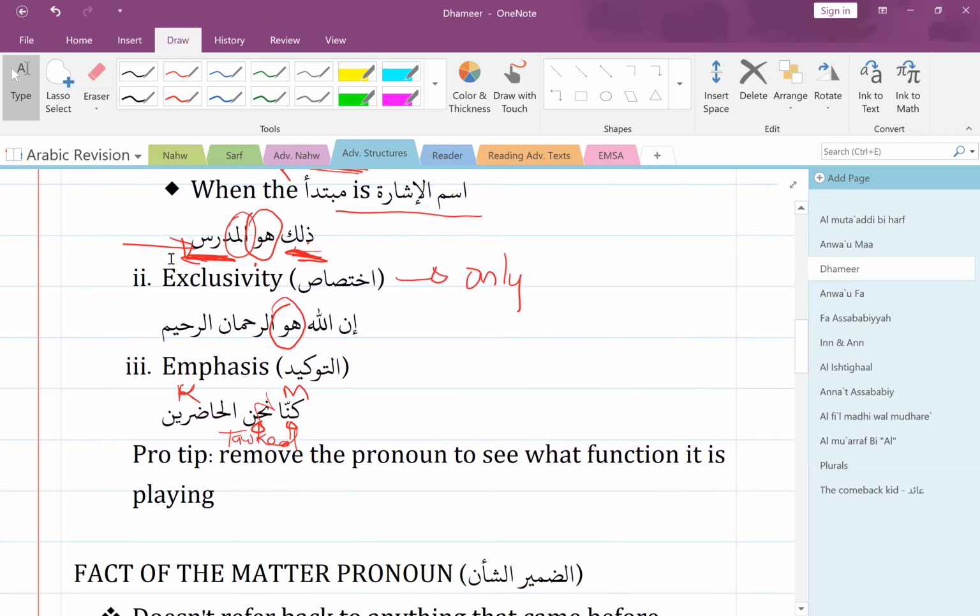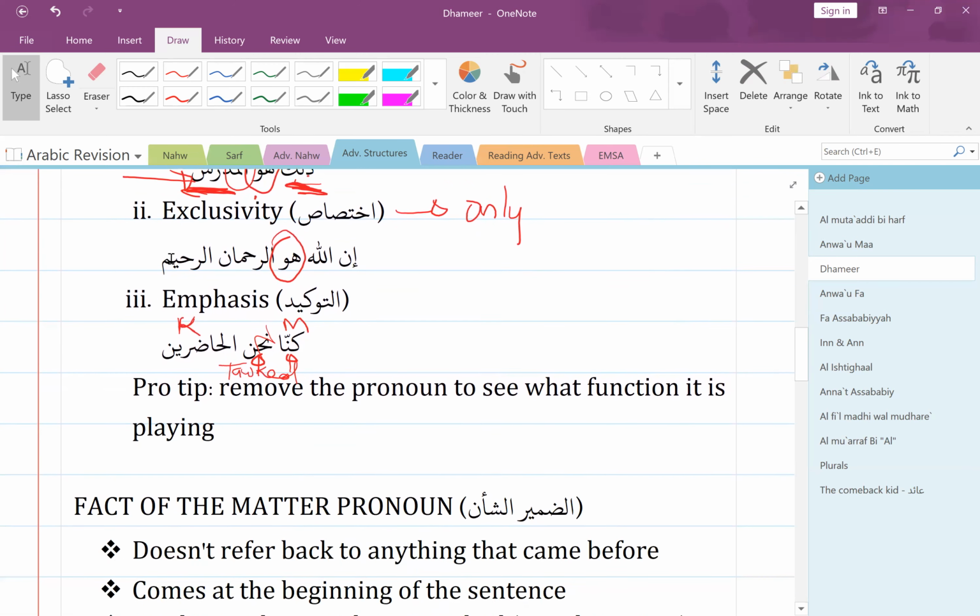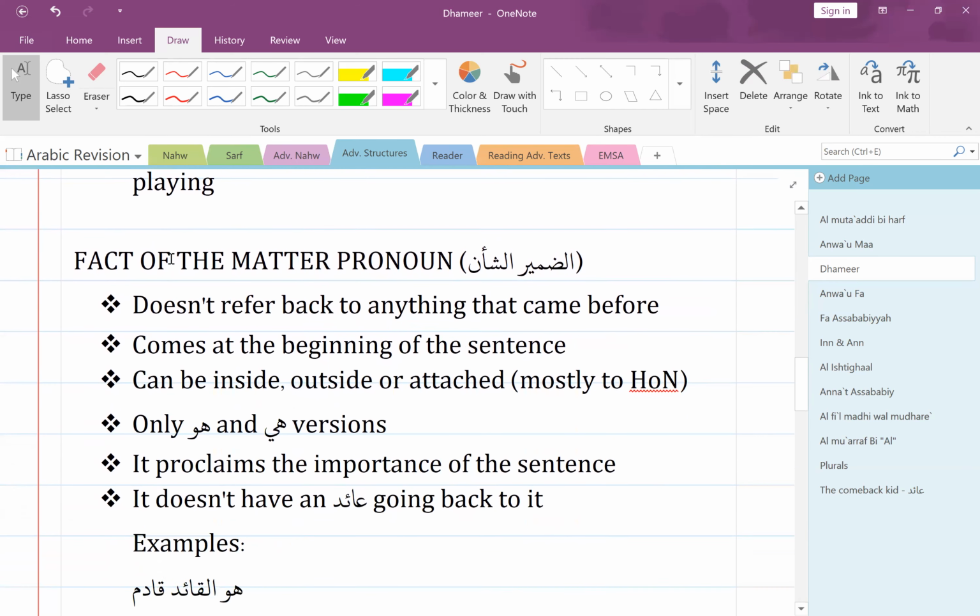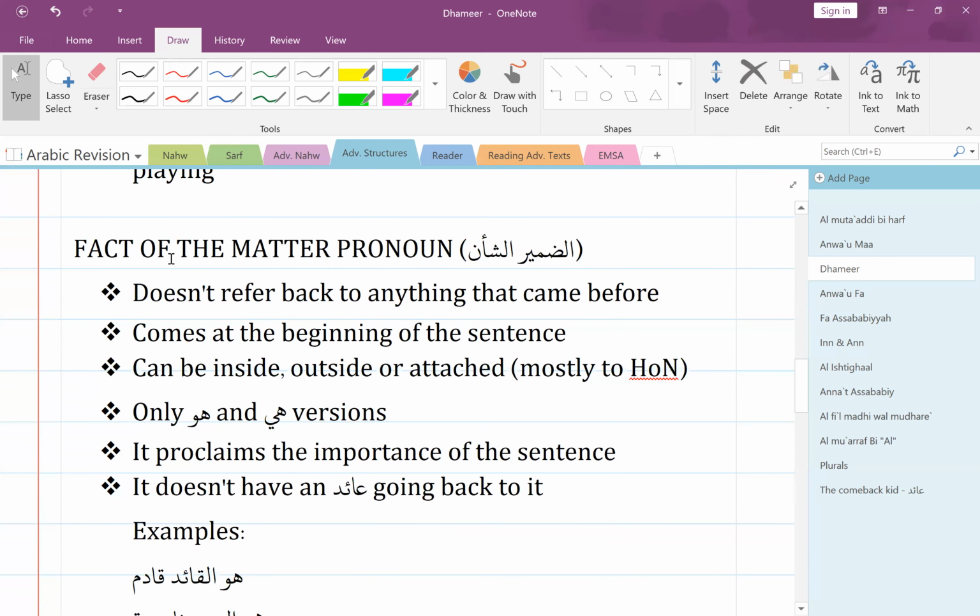Is that clear? Okay. So we go to the second kind of pronoun that we're going to cover at this time, and that is the fact of the matter pronoun. That's how I call it. But in Arabic, you would see it as ضمير الشأن. Okay, the pronoun that basically gives importance to something.